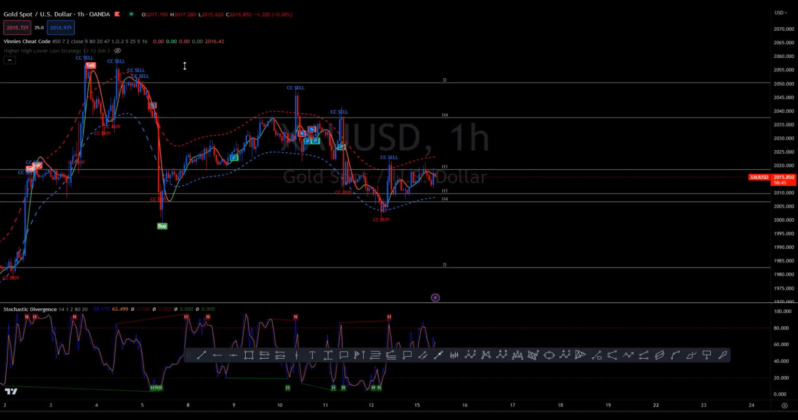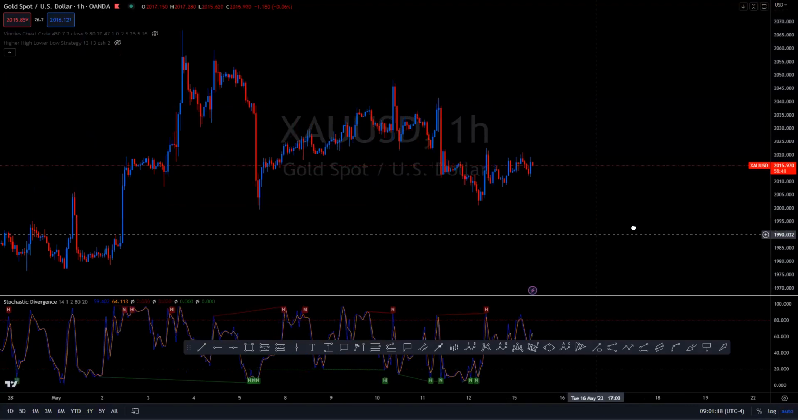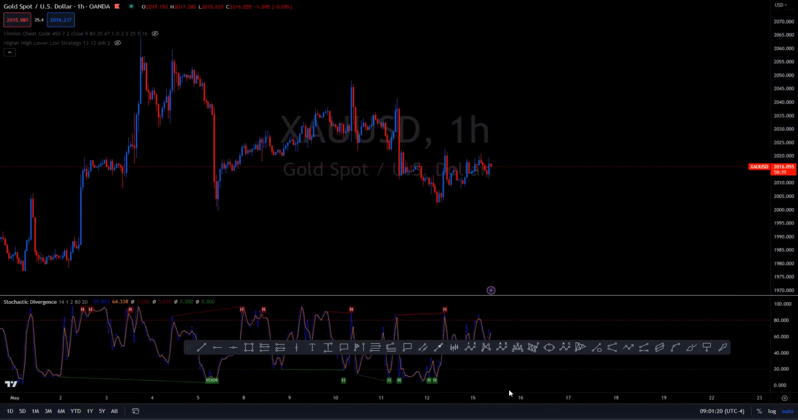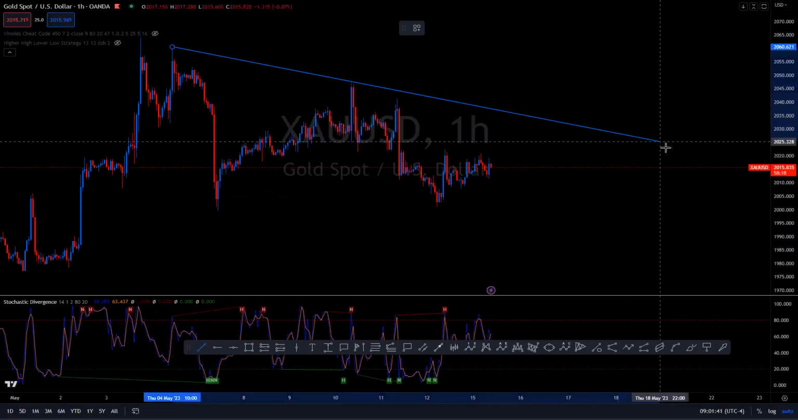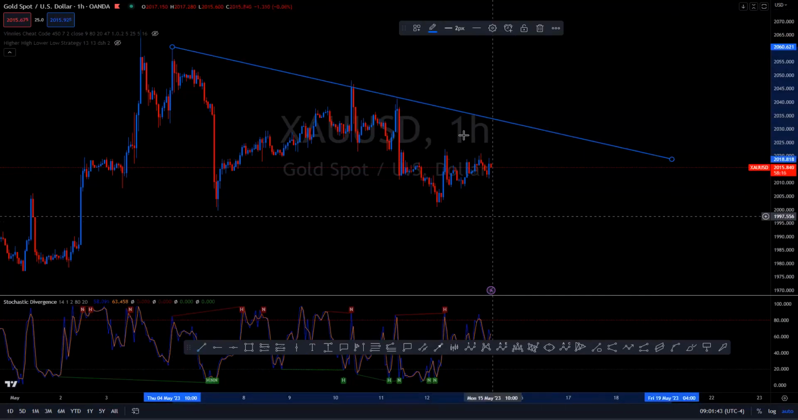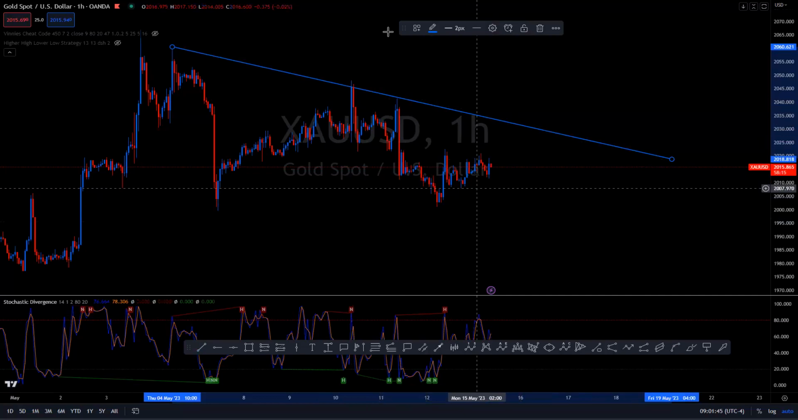Now what we're going to do is figure out what the overall trend is. As we can see here, multiple previous lows have been broken. So price is probably overall bearish at this point. What we could do is take a trend line and draw that.